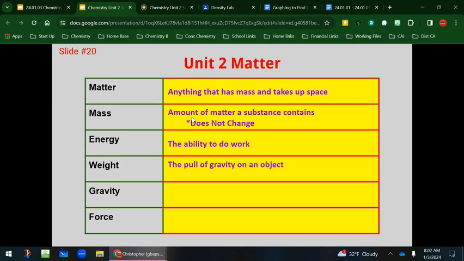So what's pulling on this object right now? The Earth. Pulling this object toward the center of the Earth or toward the ground from where we're standing. So weight changes depending on the amount of gravity.